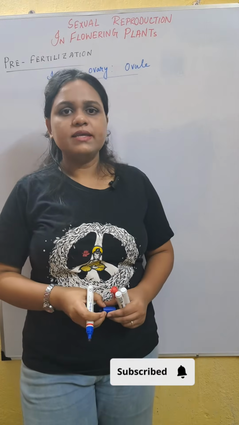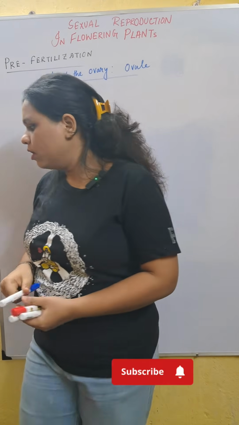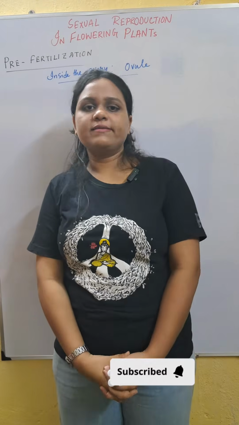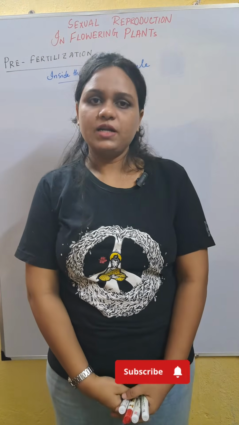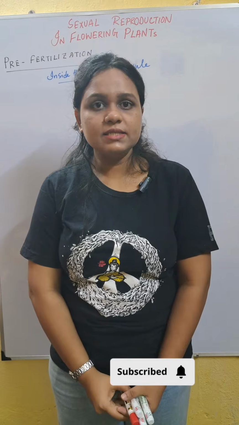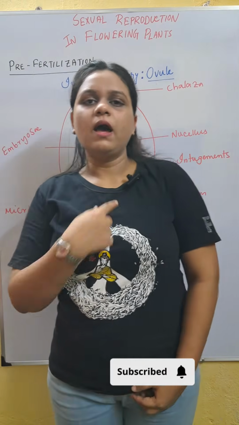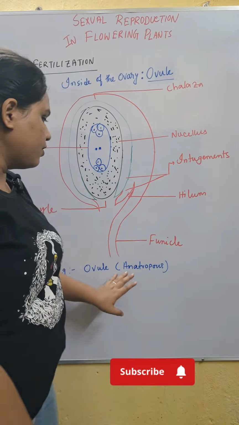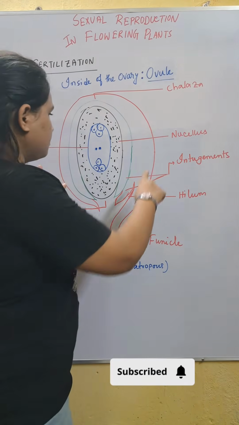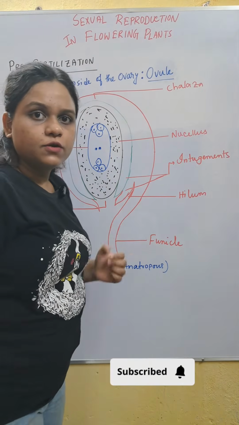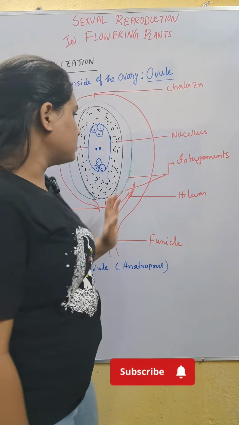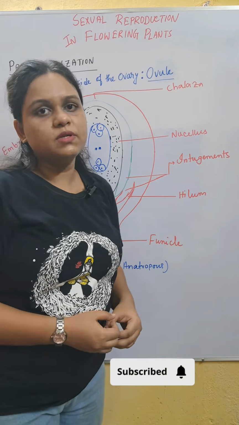Inside the ovary there is the ovule. The ovule is the main female reproductive part which contains the female gametophyte. Here I have drawn an ovule which is anatropous. Anatropous, as you can see, means the structure is kind of inverted. We will have a brief video separately about the types of ovule the angiosperms have.